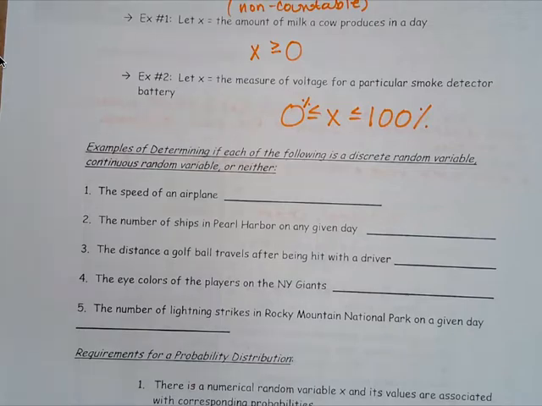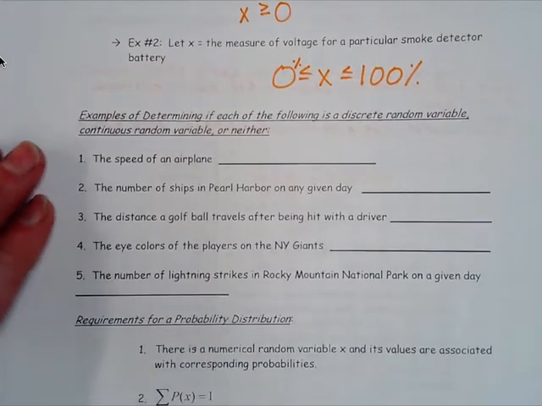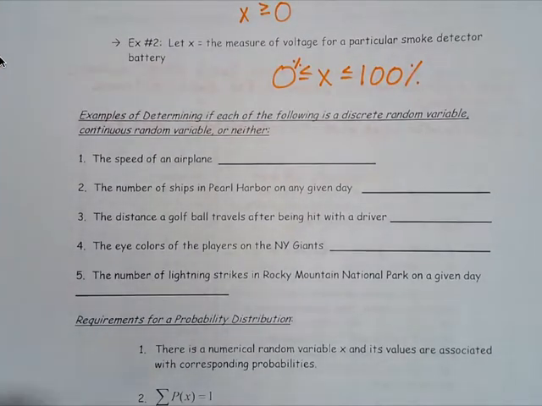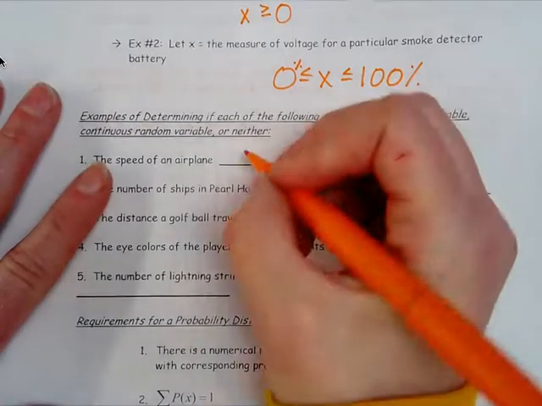values because it's infinite. So let's look at these examples and see if you can figure out if it's discrete or continuous. Number 1, speed of an airplane. Can I make a list of the speeds, or is it more of a range that I can write as an inequality? What do y'all think? It's like a range, yeah, because it is continuous, yeah.